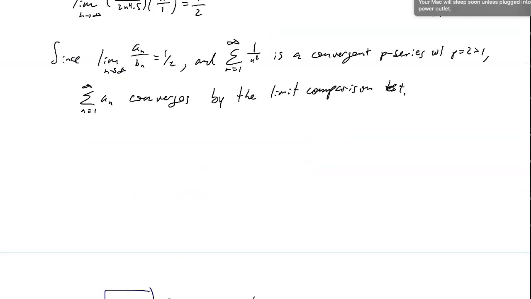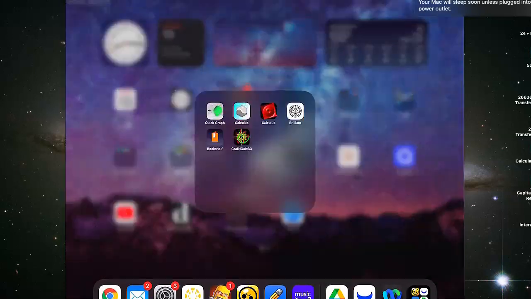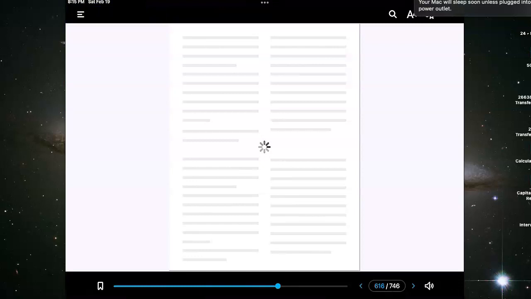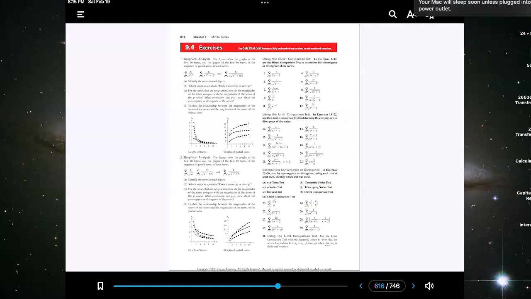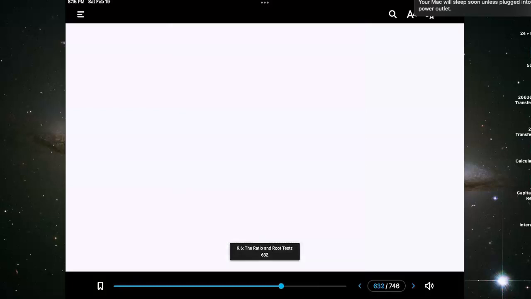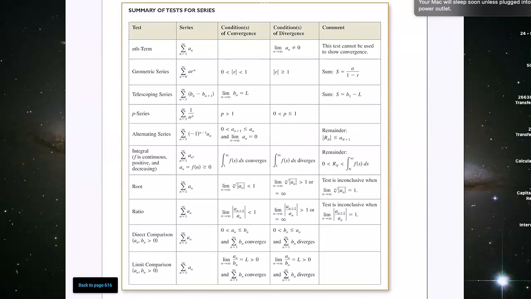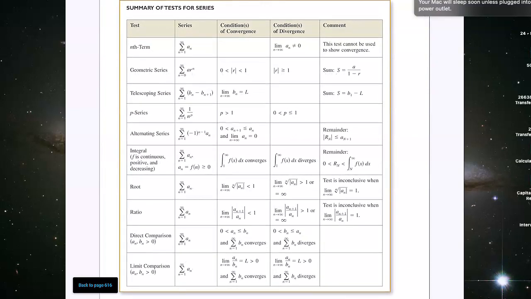And I know these tests can be a lot, so please do know that in your book, I've talked about it recently, there is a page, I think it's at the end of line 6. Yeah, cool. It has a summary for all of the tests. The conditions for convergence, conditions for divergence. So notice the nth term is only good for divergence. The telescoping can only tell us convergence. There's more that we can do with the alternating series, and different things we can do with remainders. But this is going to be a good page for you guys. So it's all in one page, and it has all of the requirements.